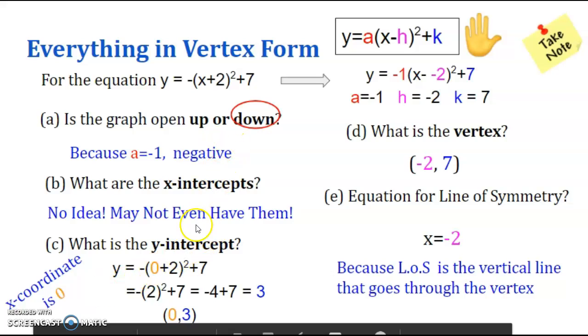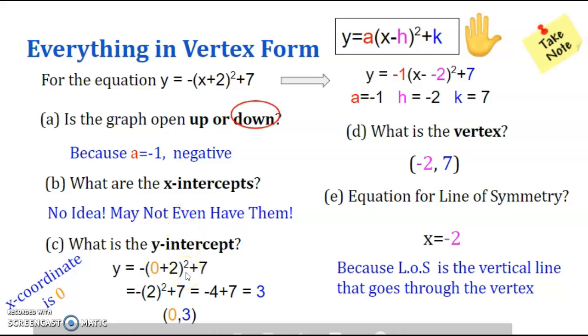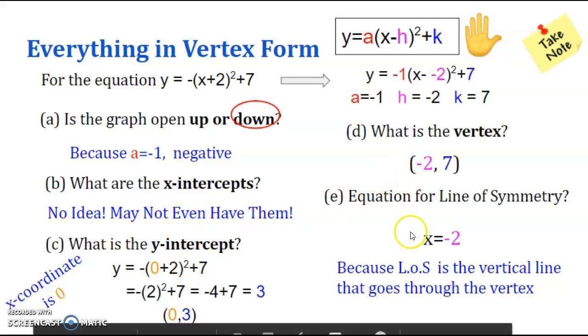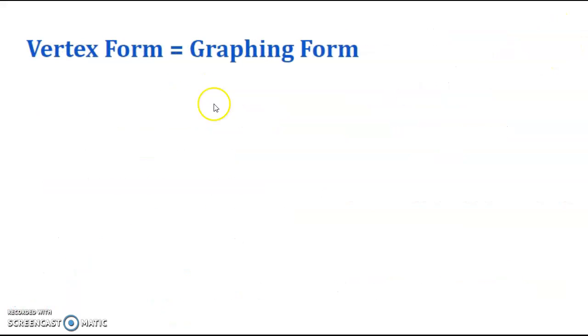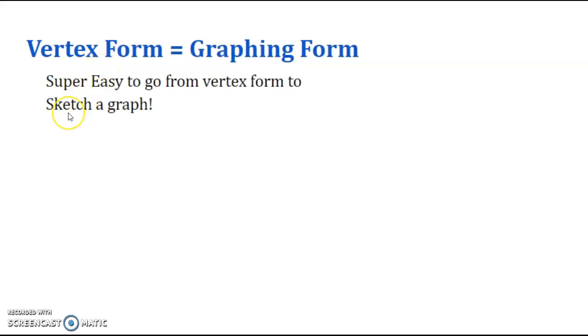So we've just figured out all the key attributes: the y-intercept, the vertex, the line of symmetry, and whether it's opening up or down of this quadratic equation in vertex form. And something you should know is the vertex form is a graphing form. What do we mean by that? It's super easy to go from vertex form to sketch a graph.